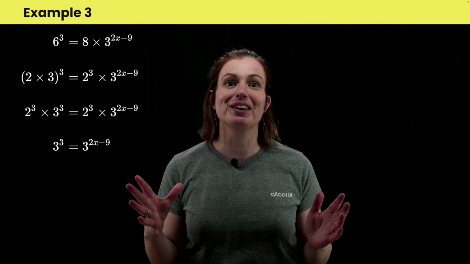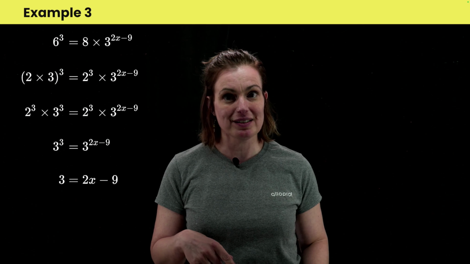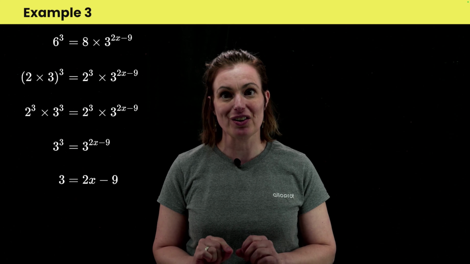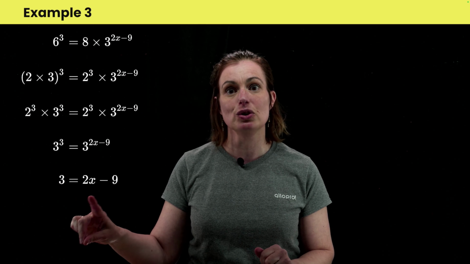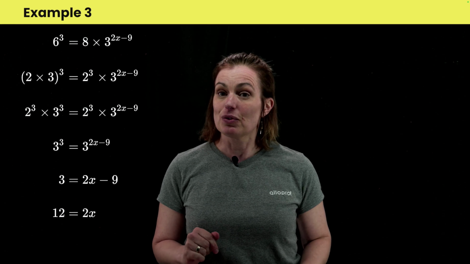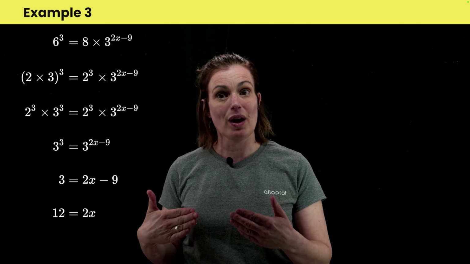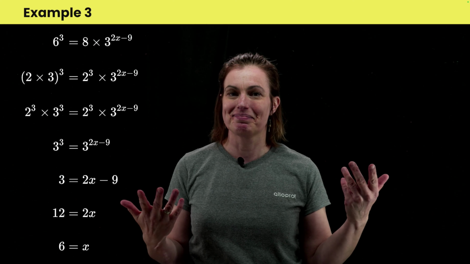We learned earlier that when the base is common and they're across an equal sign from one another, it means that the exponents are equal to each other. So now I can get rid of the base altogether and just say that 3 is equal to 2x minus 9, and I'm left with solving for x. So of course, from that stage, I have 12 is equal to 2x, and x is equal to 6. Magic!